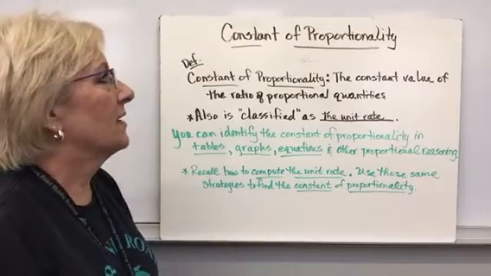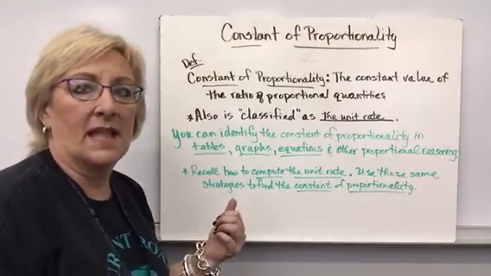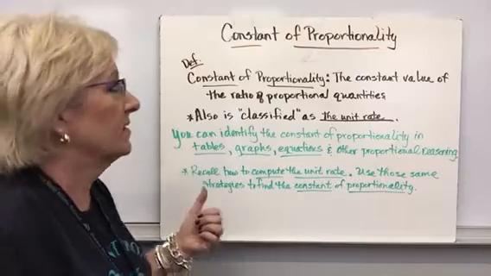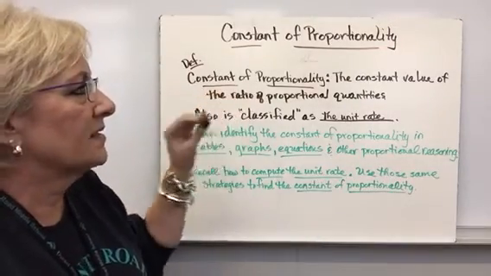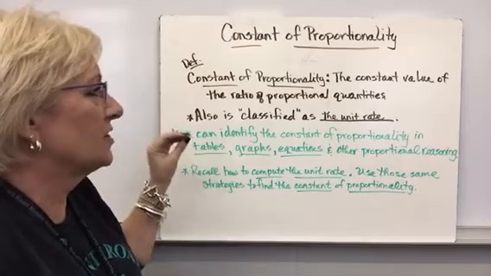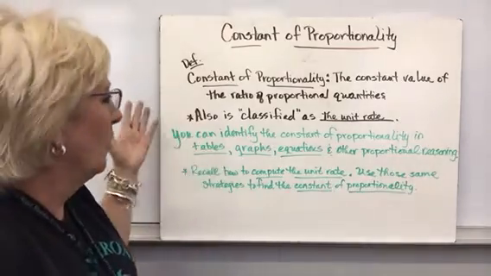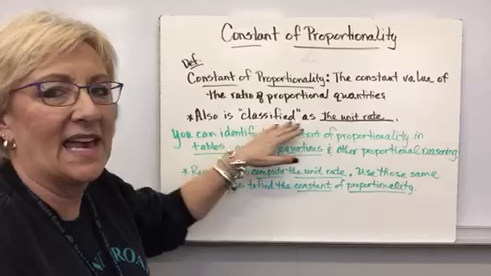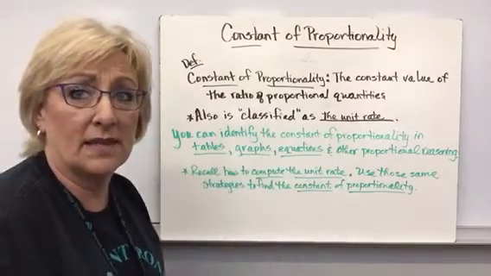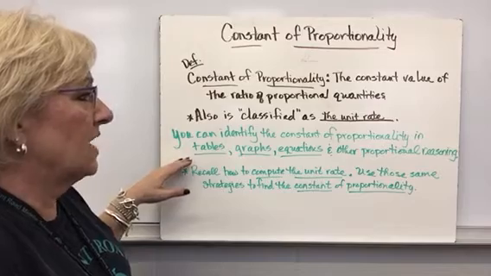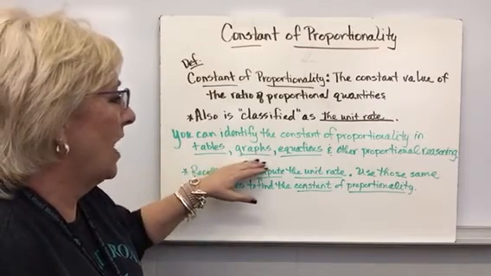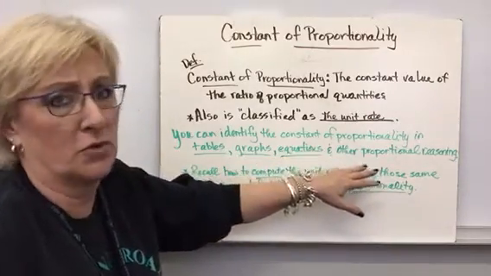We're going to be talking about the constant of proportionality with the 6+ students. Let's look at the definition. The definition is the constant value of the ratio of proportional quantities. What does that mean? It also is classified as the unit rate, and we've talked about that in ratios. You can identify the constant of proportionality in tables, graphs, and equations, and other proportional reasoning.